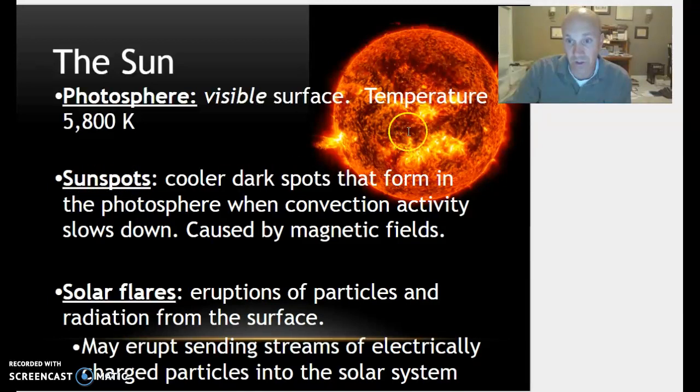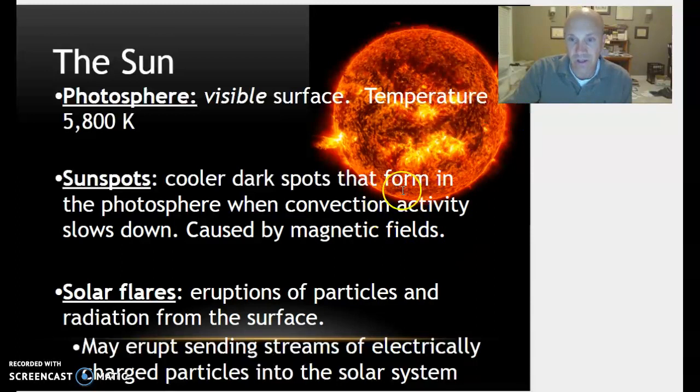If you look at the surface of the photosphere, you'd occasionally notice small dots on it, the small darker areas called sunspots. You can kind of think of sunspots as little freckles on the surface of the sun. They are cooler, darker spots that form on the photosphere when some of the convection, which is the hot gases rising, slows down. This is caused by magnetic fields that exist within the sun.